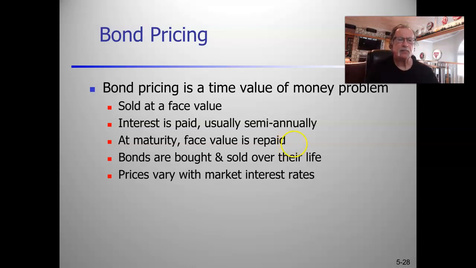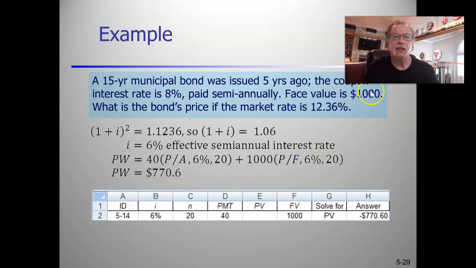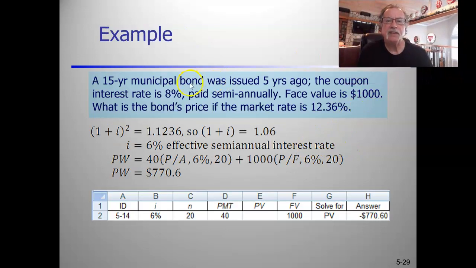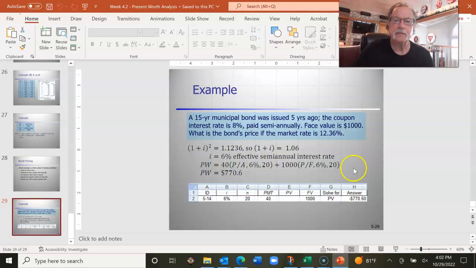So let's look at an example right here, and I'll pop out into Excel and show you how it works. We have a 15-year municipal bond issued 5 years ago. Coupon interest rate is 8%, paid semi-annually. The face value of it is $1,000. What is the bond's price if the market rate is 12%? So let's go out and I'll show you how this works.